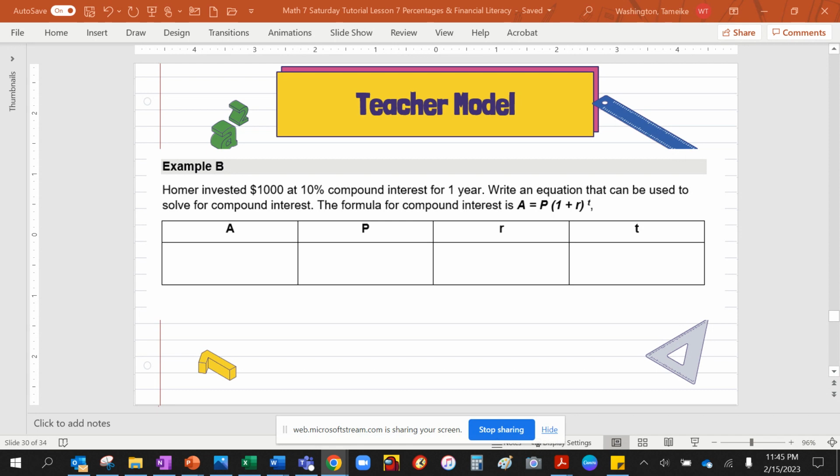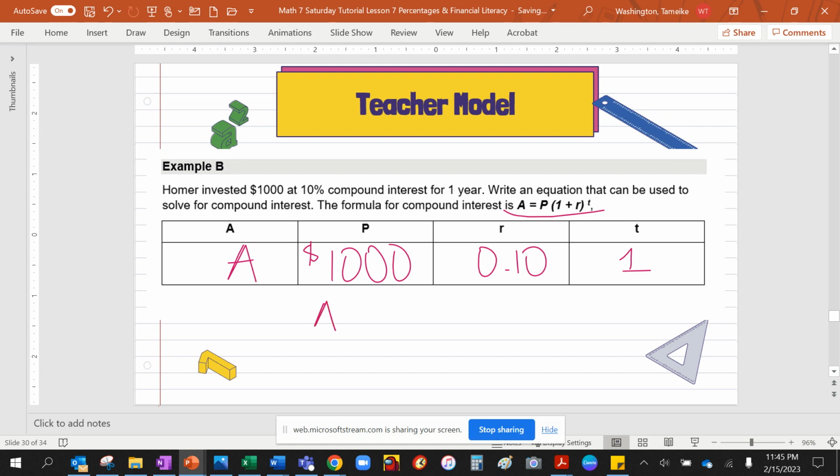So, A. That's what we're looking for. P, principal, what was invested. R, 10%, 0.10, and the time will be 1. I need to be able to take these numbers and set them up into the formula.